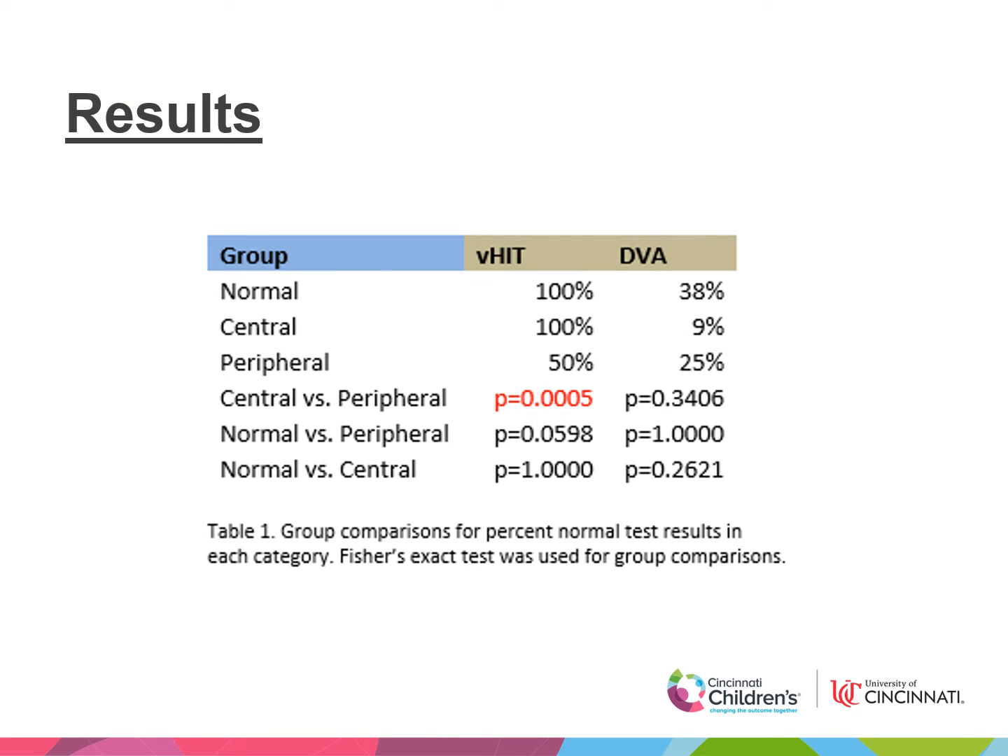This next table breaks down the Fisher's exact test. As you can see in red, the only significant result found with our studied 33 subjects was comparing central versus peripheral results of vHIT testing.